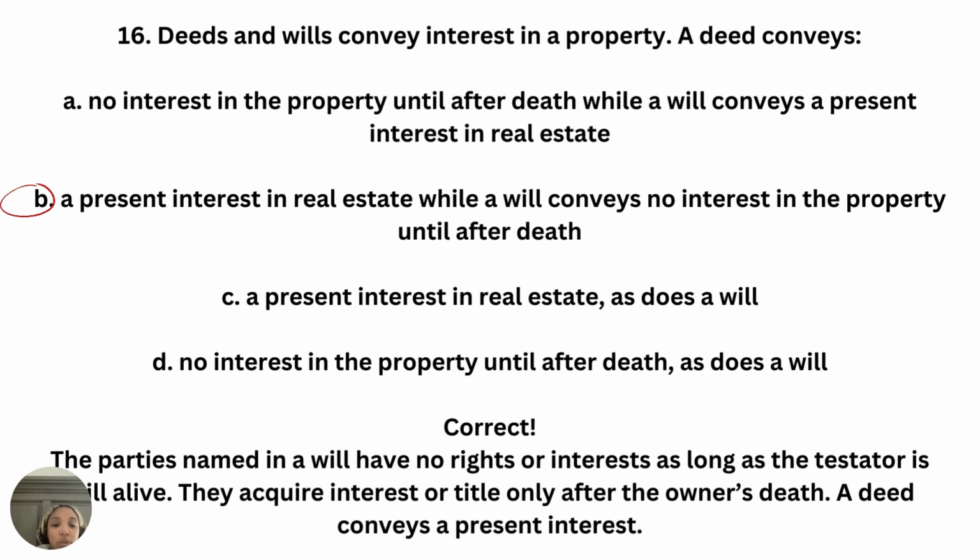It is B. The parties named in a will have no right of interest as long as the testator is still alive. I don't know why I can't say this word today. They acquire interest or title only after the owner dies. So a deed conveys a present interest, and that is the difference. The answer is going to be B.